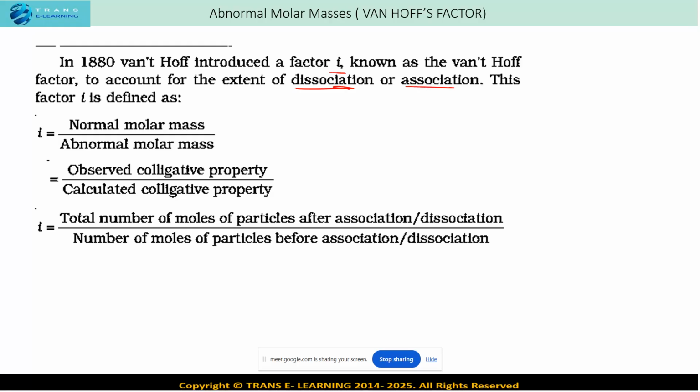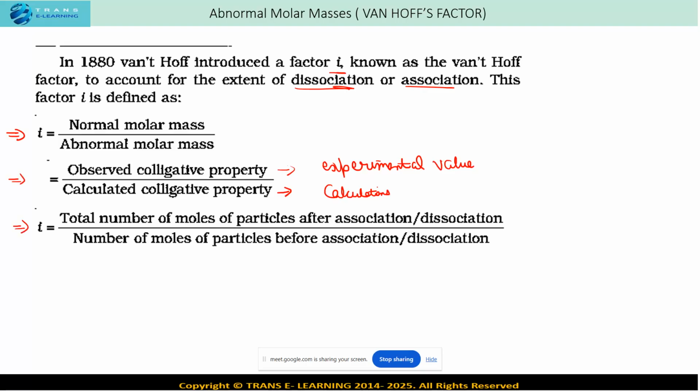So we have three formulas for the Van't Hoff factor. One is the normal molar mass divided by the abnormal molar mass. Second is observed colligative property divided by calculated colligative property. And the third is the total number of moles of particles after association or dissociation divided by the number of moles of particles before association or dissociation. In this case, the observed colligative property is the experimental value and the calculated is what we have done through calculation.